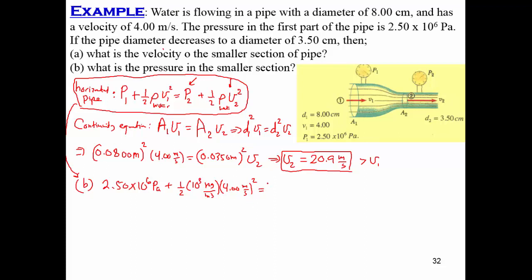Equal, now the right hand side has P2, which is the unknown, plus 1/2 times the density of the water, times the velocity of the water in the second part of the pipe, and that part we evaluated in part A, whole squared. And now if you carry out the calculation and solve for P2, P2 will come out to be 2.29 times 10 to the power 6 Pascal. And you can see here P2 is less than P1 as we expect, because the speed of the fluid increased, and when the speed of the fluid increases, the pressure should decrease.